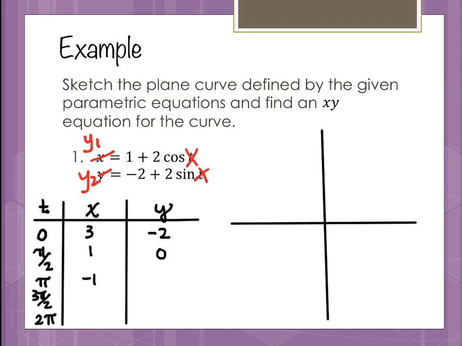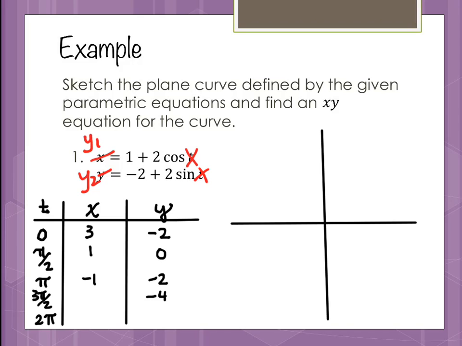Negative 2. I got negative 4. Does anybody else get negative 2? I get negative 4 for 3 pi over 2. Oh, sorry, you're right. I'm on the wrong line. So this one's negative 2. This one was negative 4.